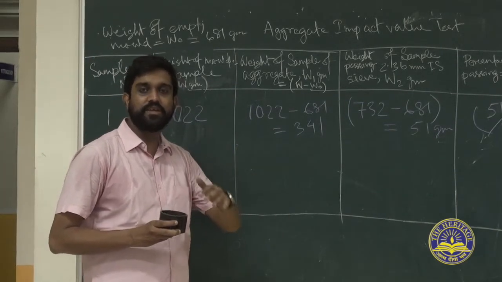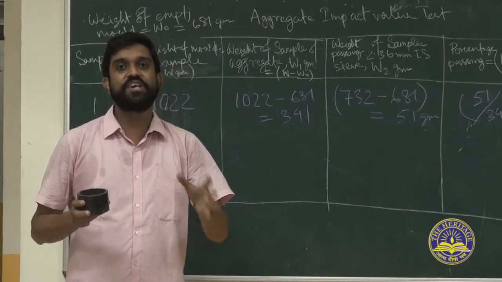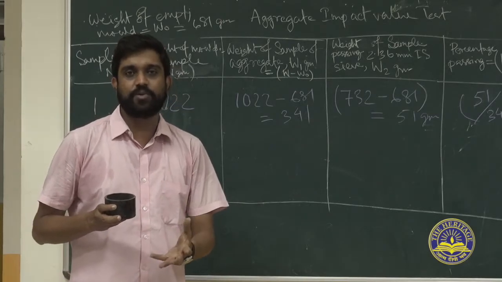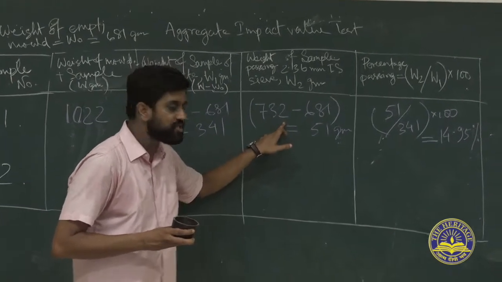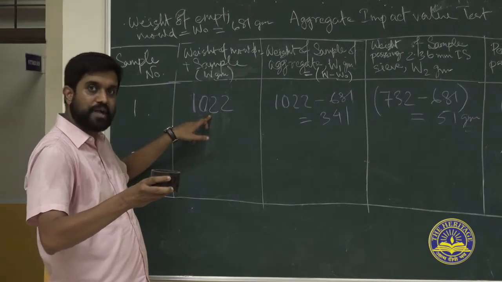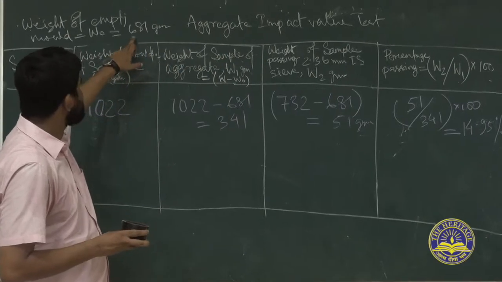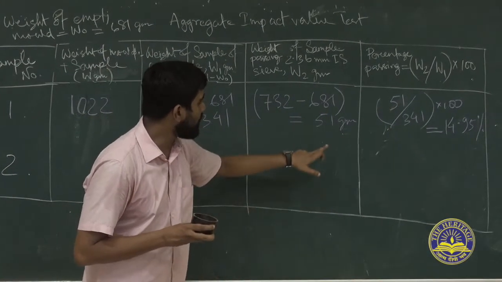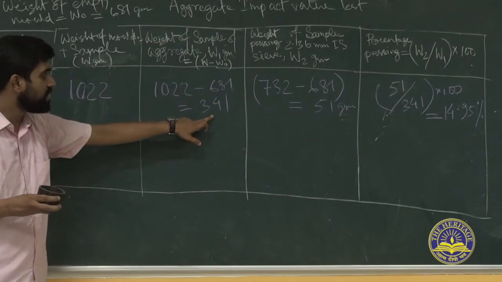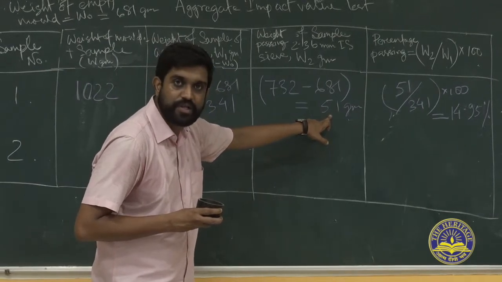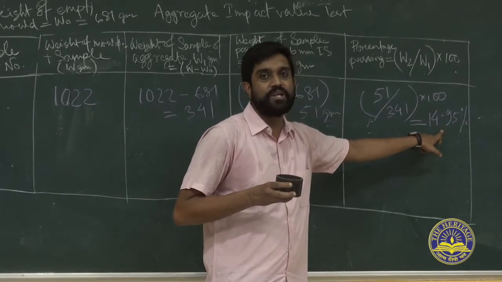Now after giving the 15 blows, and taking that sample and sieving it again on the 2.36 mm sieve, the passing material that we got, we placed it here and took the weight. We got a total weight of 732 grams, while the weight including the mold was 1022 grams before. After the loss it became 732. The weight of the mold was 681 as before. So 732 minus 681, the loss was 51 grams. Your original sample was 341 grams, your loss was 51 grams. So loss weight divided by the actual weight into 100 gives you 14.95%.